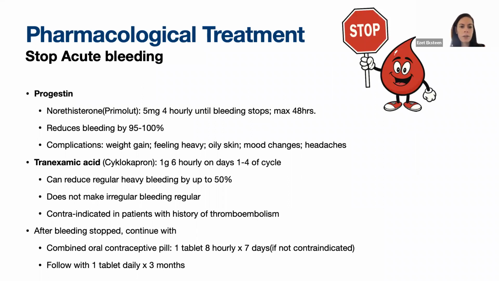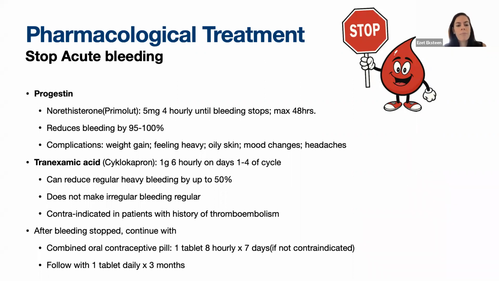So drugs that we can give them to stop the bleeding, usually we have two big ones. It's the progestin and tranexamic acid. So progestin is Promelot that we give them usually for at least 2 days. You can give them 5 milligrams 4 hourly until the bleeding stops, but for no longer than 48 hours. This will reduce the bleeding by anything between 95 to 100%. Just warn your patients about the complications of progesterone. They might have weight gain, oily skin, mood changes, and headaches, most commonly experienced by patients on the Promelot.